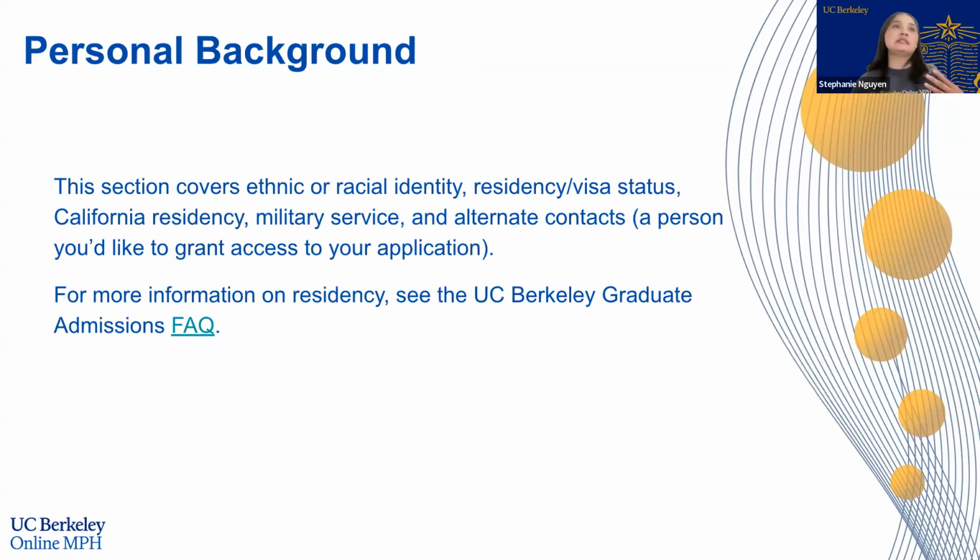Personal background. This covers details around your ethnic or racial identity, residency, visa status, and some more details around military service and so forth. Some things may not apply, but some will. This is really helpful for us to understand the demographics of our applicants. And in some cases, you may also want other people to have access to your application, so you can fill that out here. This presentation will be sent out in slides, so you'll have the option to click around, as you'll see some hyperlinks here as well if you want to explore that.